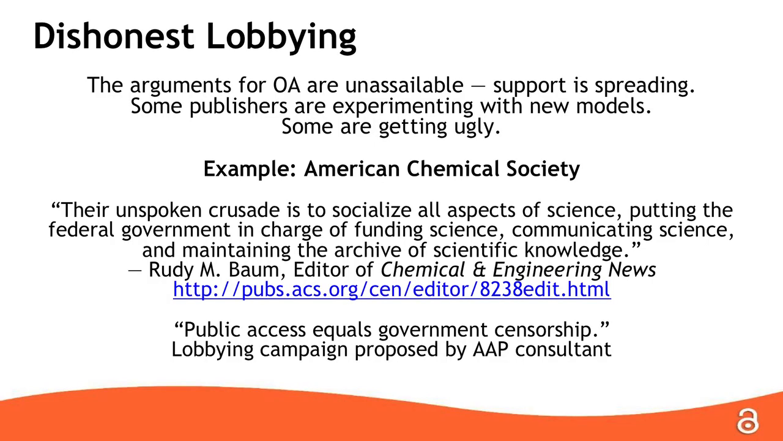As a result, some publishers are experimenting with new models. They know they need to adjust, and some publishers are getting really ugly. And the ugliest of the publishers is the American Chemical Society. One of the editors of one of their publications wrote, meaning open access advocates, "Their unspoken crusade is to socialize all aspects of science, putting the federal government in charge of funding science, communicating science, and maintaining the archive of scientific knowledge." So clearly he's trying to equate open access with communism.